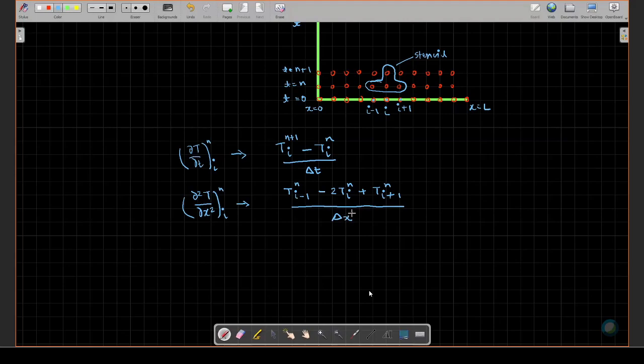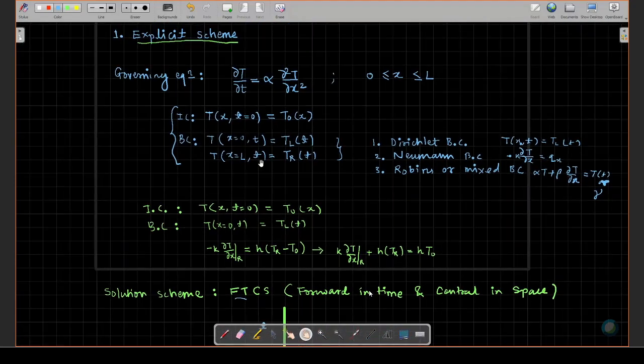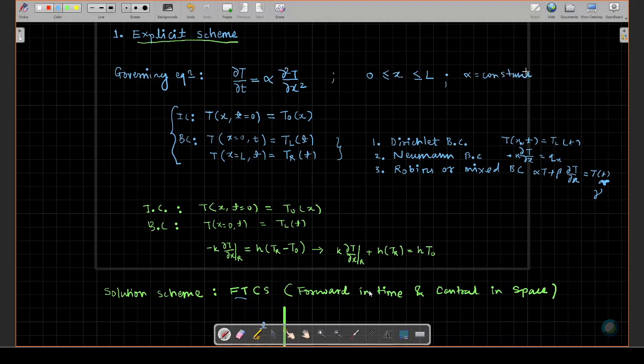Delta x whole square. You have an alpha here which is outside that. So it is assumed that alpha is a constant. So take alpha outside. Alpha is a constant. Here in the problem itself, it should be given that alpha is a constant, and you can write that alpha is a constant and positive, or you can say it is a positive constant.